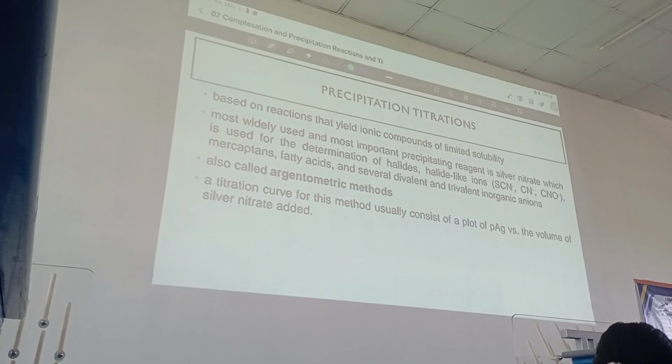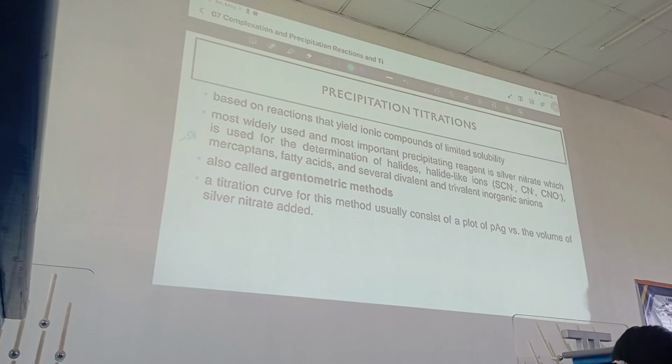That would be SH functional group, fatty acids, and several divalent and terminate inorganic ions.